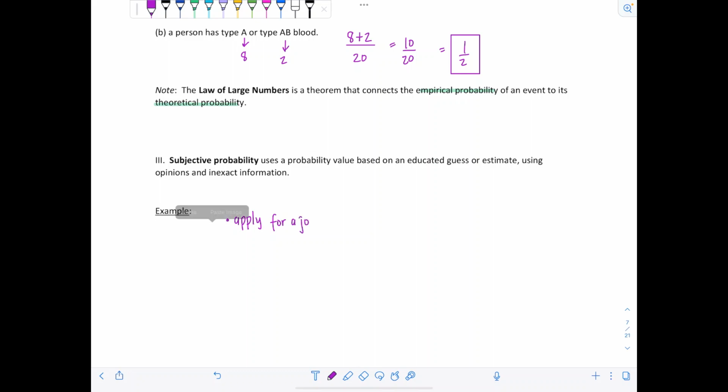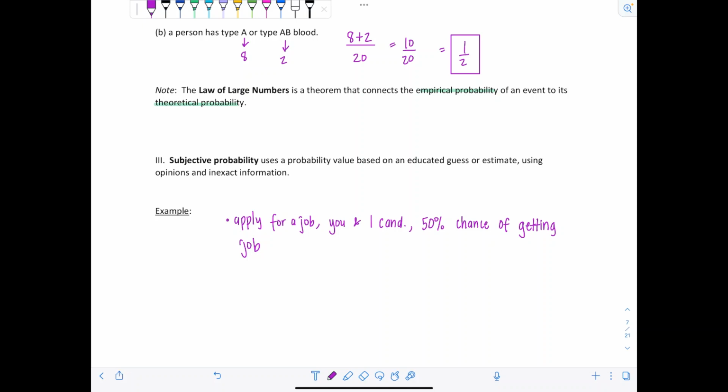So say you apply for a job and it's you versus one other person, okay? You and one candidate. And in your mind, this is why it's subjective, in your mind, you're like, hey, they're just as qualified as I am. I think it's a 50% chance that either of us is going to get the job.